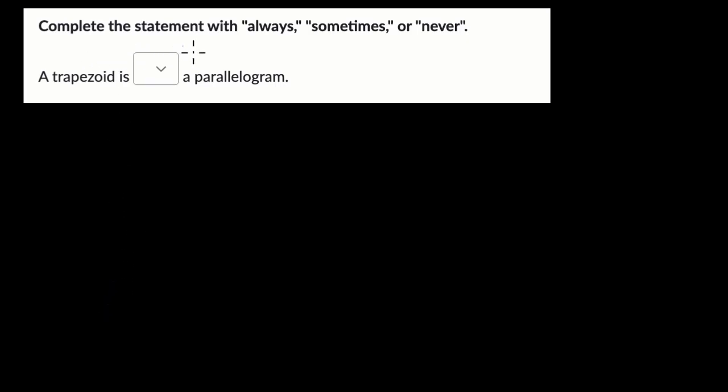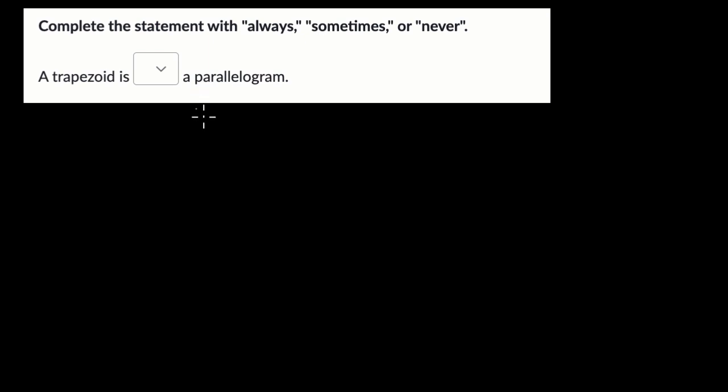So we're asked to complete the statement with always, sometimes, or never. And it says, a trapezoid is blank a parallelogram. And this is a screenshot from Khan Academy. So is a trapezoid always a parallelogram? Is it sometimes a parallelogram? Or is it never a parallelogram?